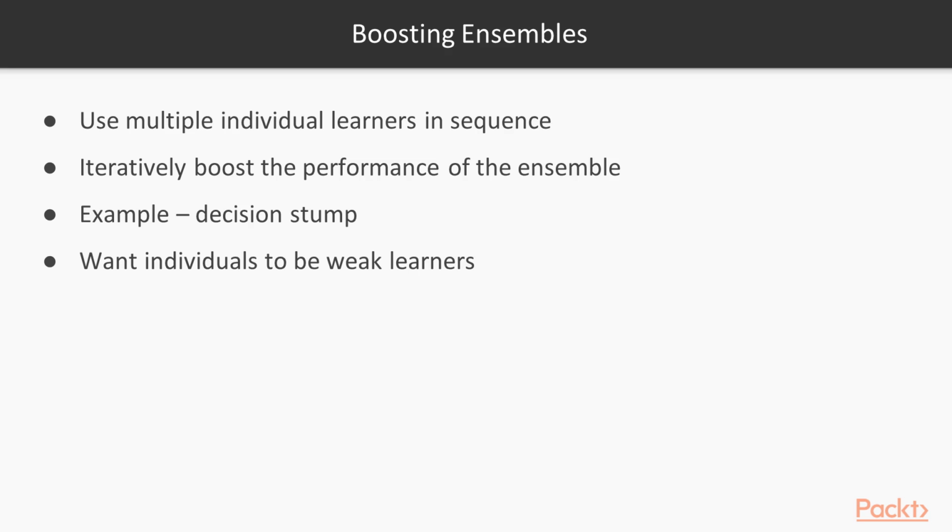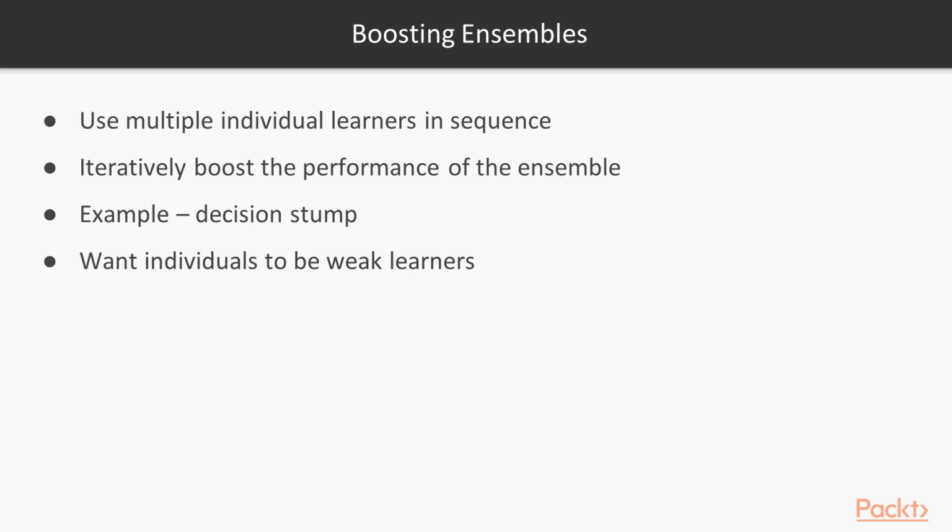Another approach to building ensembles is through boosting. Boosting models use multiple individual learners in sequence to iteratively boost the performance of the ensemble. Typically, the learners used in boosting are relatively simple. A good example is a decision tree with only a single node, a decision stump.